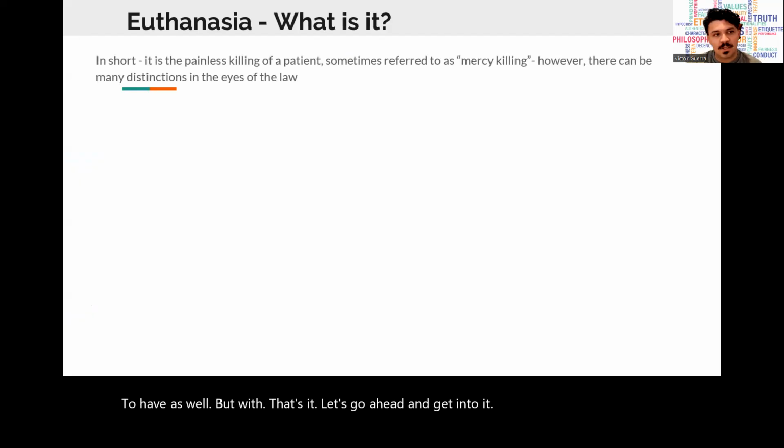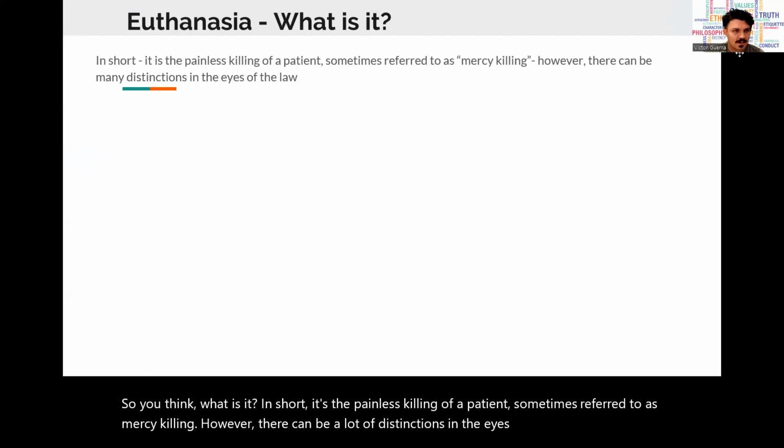So euthanasia, what is it? In short, it's the painless killing of a patient, sometimes referred to as mercy killing. However, there can be a lot of distinctions in the eyes of the law, so let's get into it.